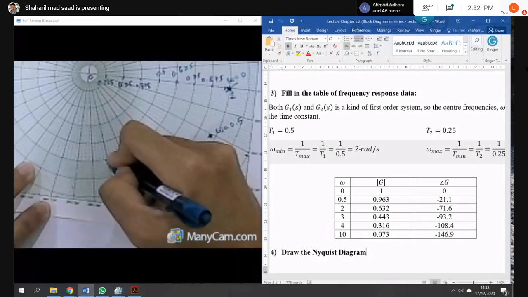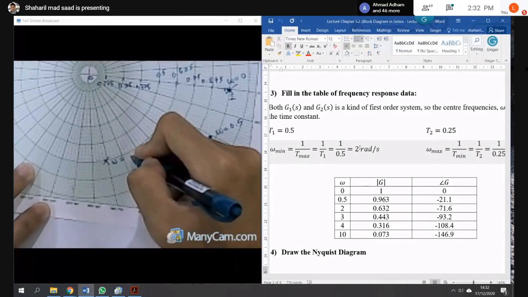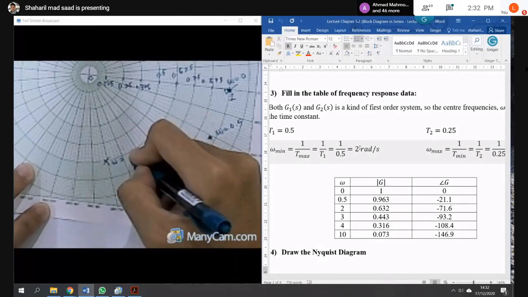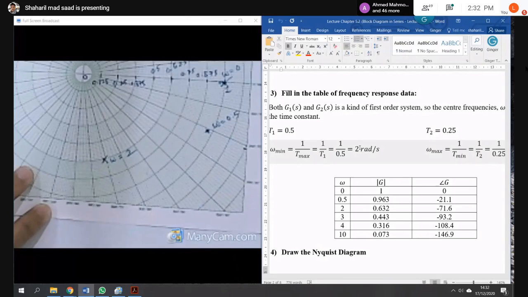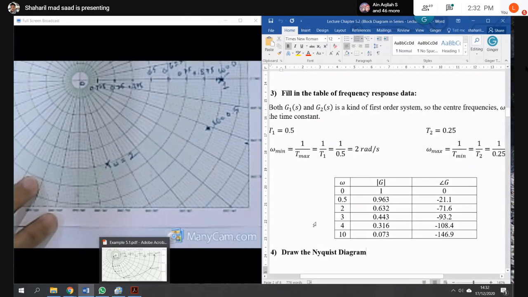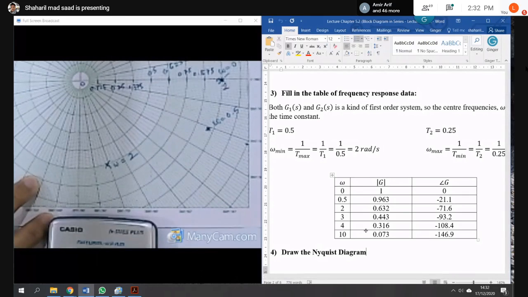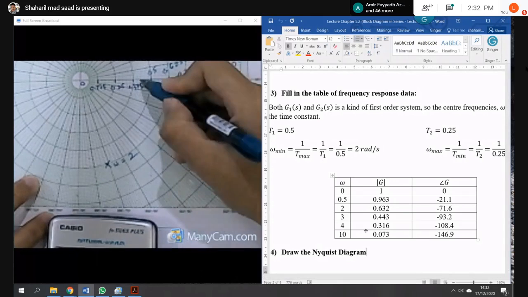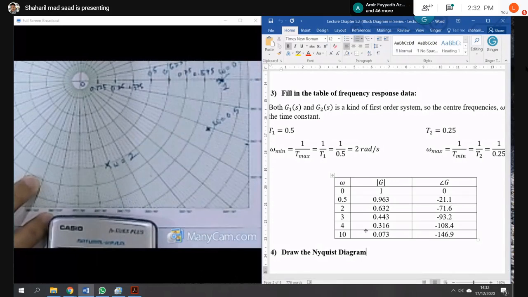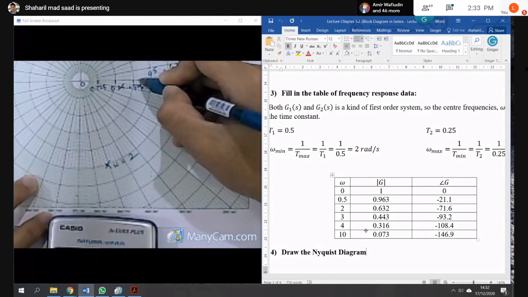Okay, done. So this one we got is omega equal to 2. Okay, and then 3, 0.443. So 0.443 minus with 0.375 because it's in between this one, divided with 0.0125. So 5 step, 5 box. 1, 2, 3, 4, 5.